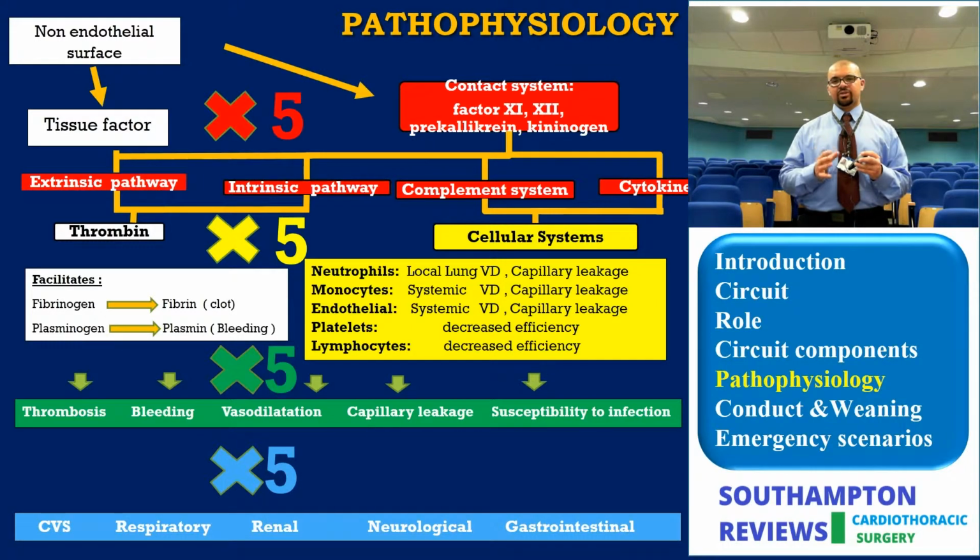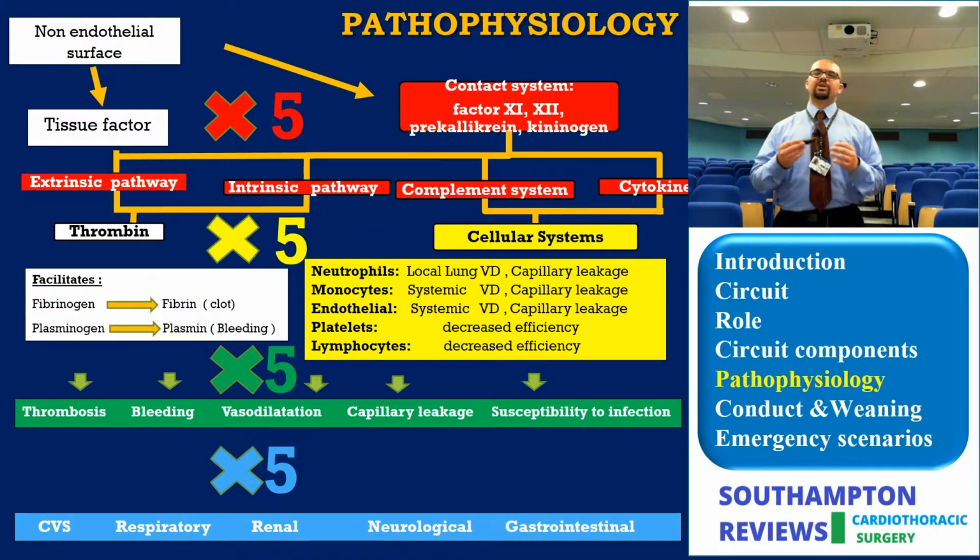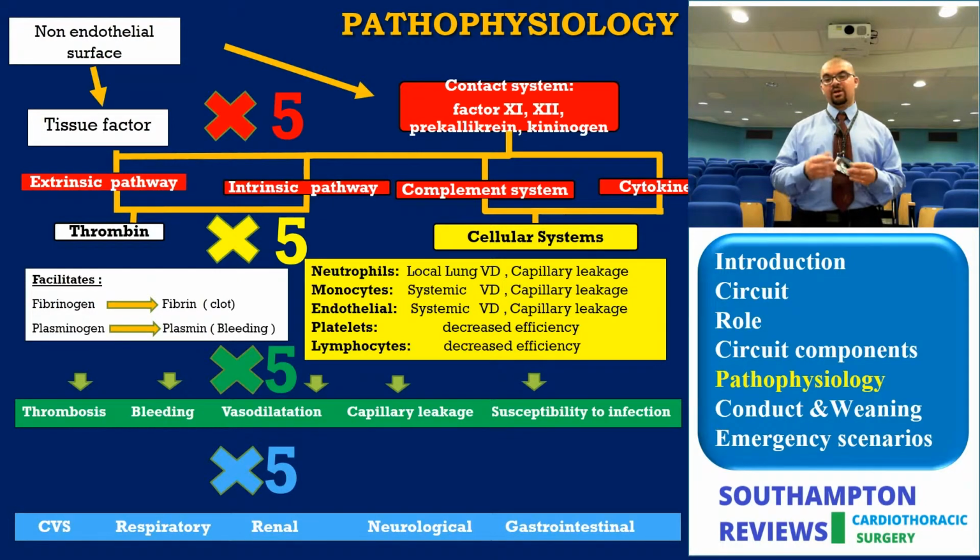So in red, I put the 5 plasma proteins, which are the contact system, the extrinsic and intrinsic pathway factors, as well as the complement system and cytokines. These will activate 5 cellular systems, that is the neutrophils, the monocytes, the endothelial cells, platelets, and lymphocytes, as well as, of course, the coagulation cascade produced.